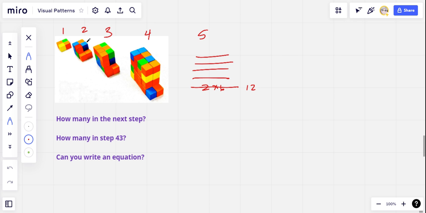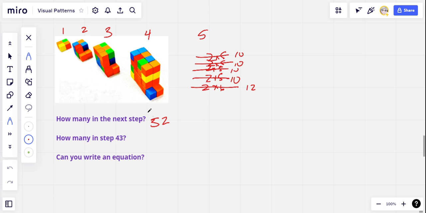So I'll start with step 2. 2 by 2, 2 by 3, 2 by 4. So it looks like it's just 2 by 1 less, right? So if this is 2 by 6, then these all should be 2 by 5. So that's 10 and 10 and 10 and 10. So that's 40 plus 12 is 52. So my prediction for step number 5 is that there will be 52 blocks.